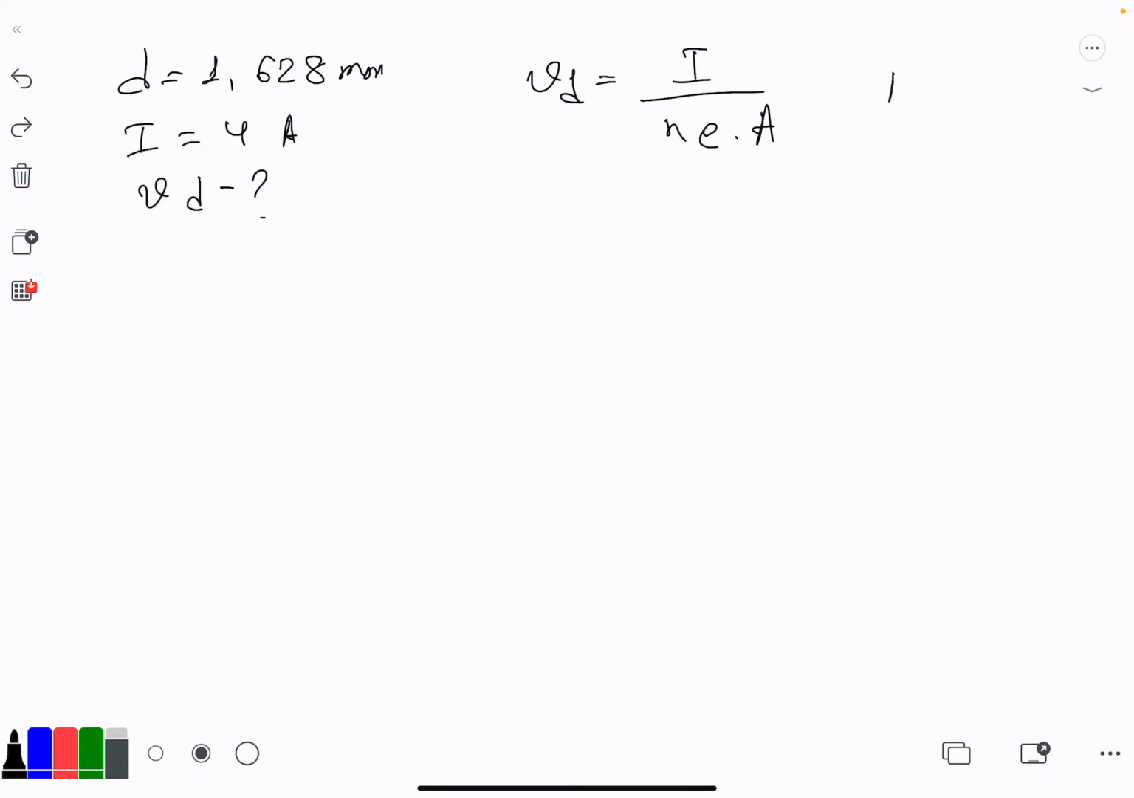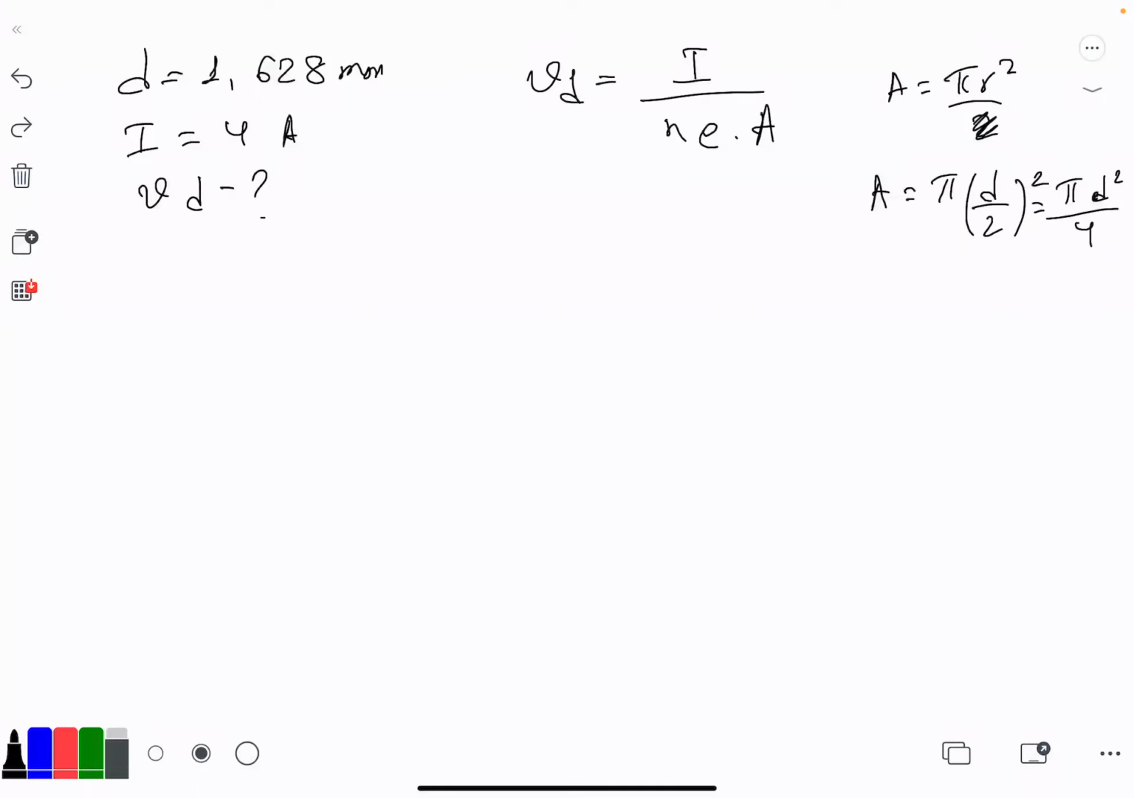Now the area of the wire, we know that it's pi r squared. Since D is given, that means the area will be pi r squared, right? If it's a diameter, that means D over 2 squared. So that will give you pi D squared over 4, correct?